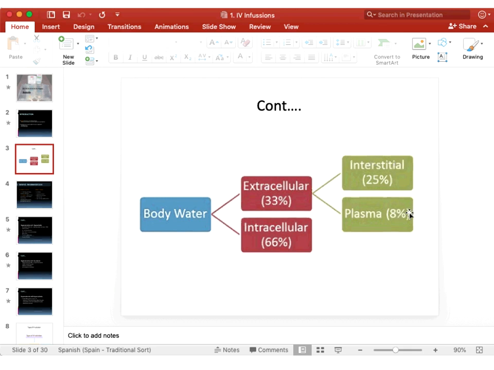When we infuse solutions, we are controlling mostly the intravascular space. So if we can keep up with the intravascular space, we are therefore improving the hydrostatic pressure, as you can recall in your physiology lessons. Therefore, we can contribute to improve the hemodynamic state of a patient.